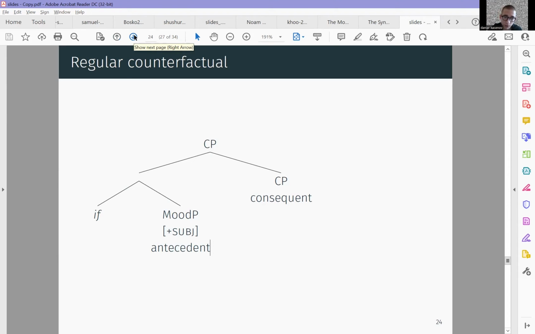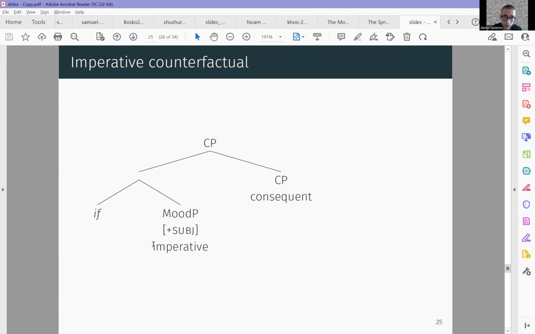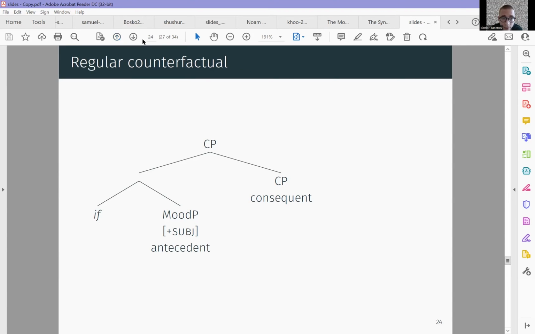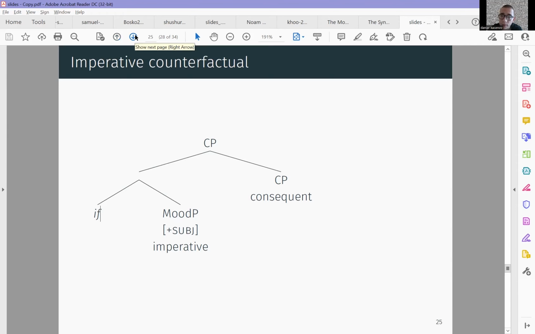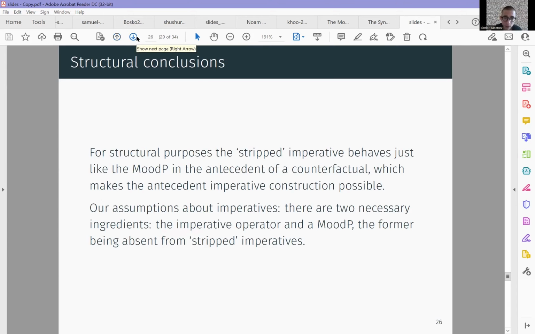While in an imperative counterfactual, we have the same thing, but imperative. This stripped imperative clause, for the purposes of the conditional operator, is exactly the same thing as the regular antecedent mood p, as in here. And semantically, we can say that for the structure here, we can conclude that the stripped imperative behaves just like the antecedent of a counterfactual without the conditional complementizer, for example. And that is exactly what makes the antecedent imperative construction possible.